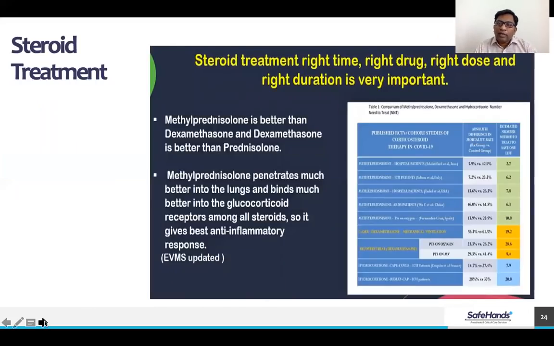Steroid treatment: right time, right drug, right duration, very important. Methylprednisolone is better than dexamethasone, and dexamethasone is better than prednisolone. Methylprednisolone penetrates much better into the lungs and binds much better to the glucocorticoid receptors among all the steroids. So it gives the best anti-inflammatory response.